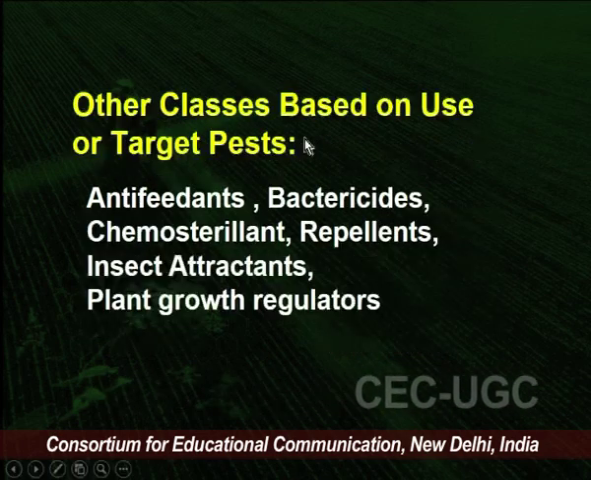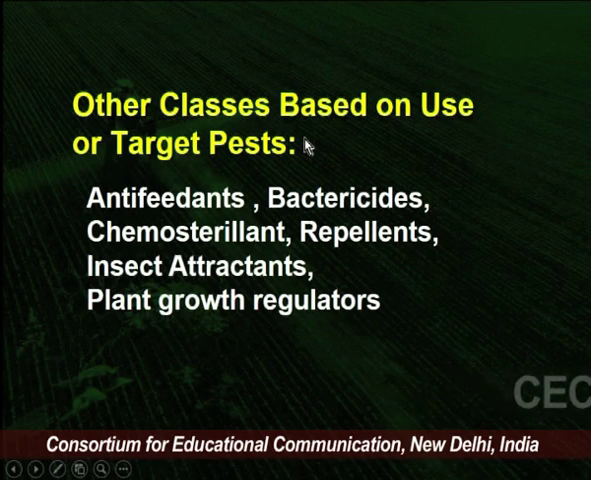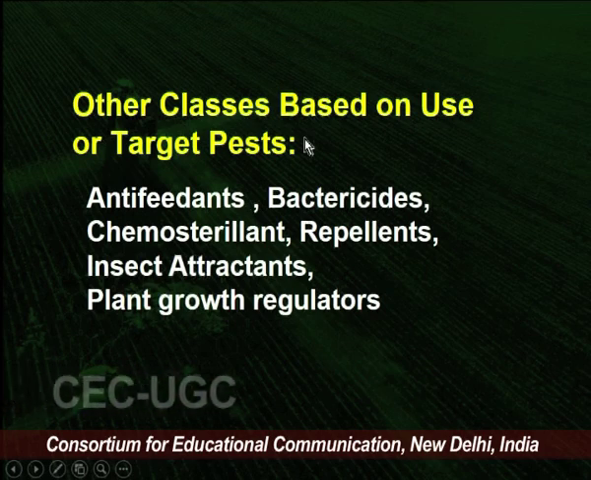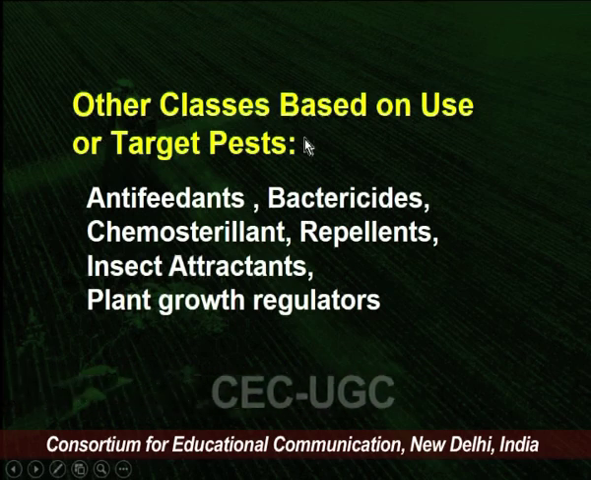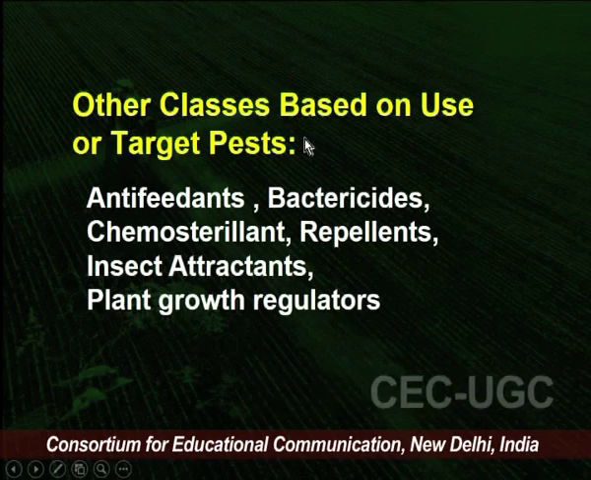Now, other classes based on the target pests are antifeedants, bactericides, chemosterilants, repellents, insect attractants, and plant growth regulators. Antifeedants are basically chemicals used so that pests are unable to feed. All the others, as per their names, will be discussed appropriately in the forthcoming lectures.